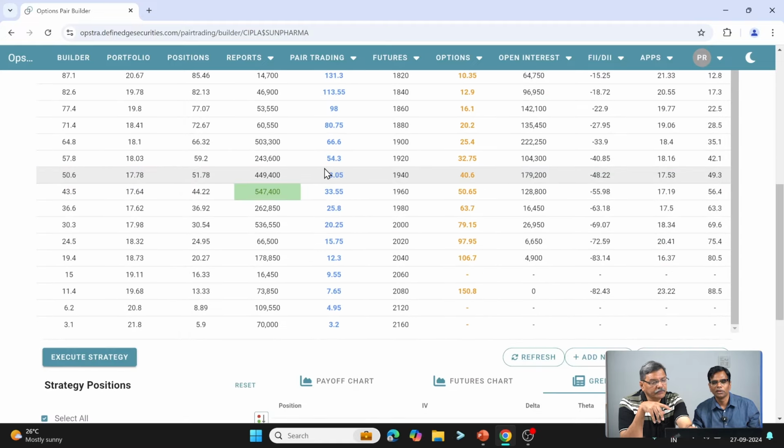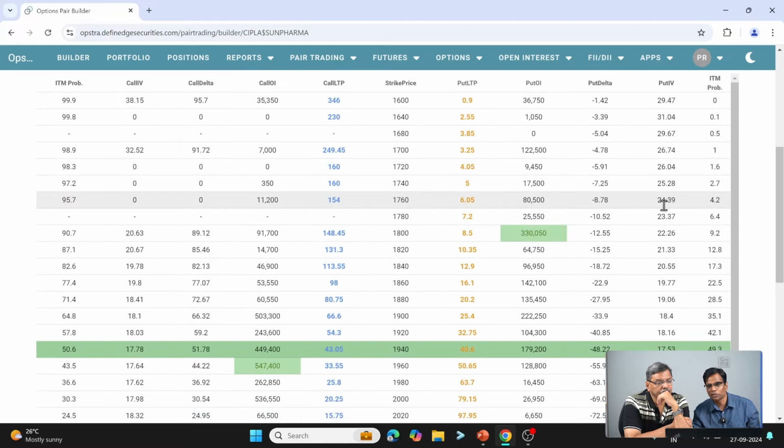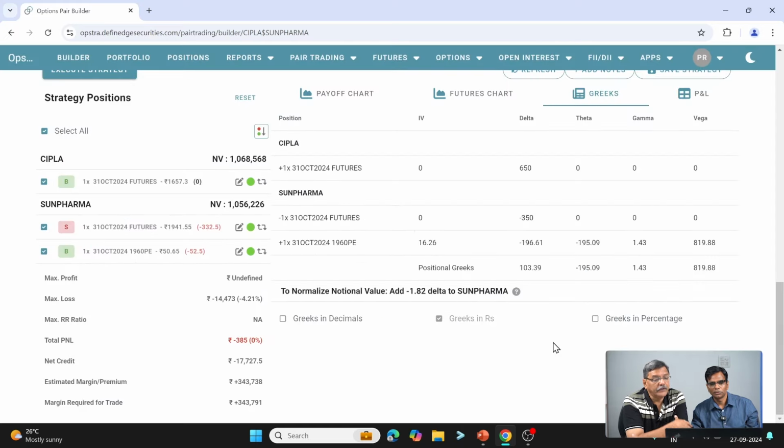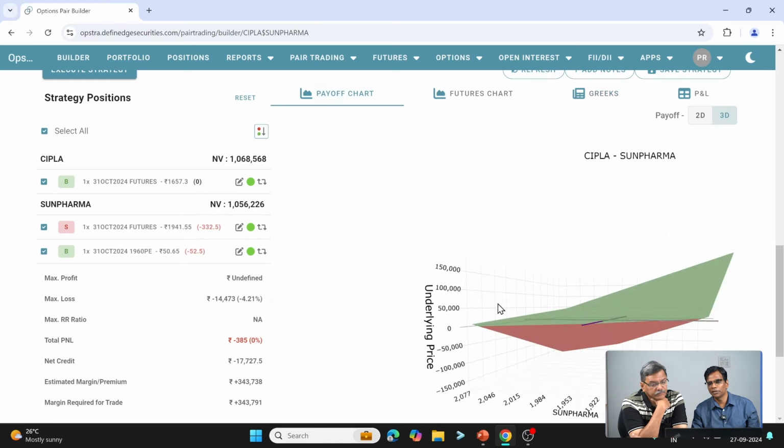So usually, here, this one. Put delta 58 delta, right? So here this one we have is 55, the 1960 put. So we are going to buy that 1960 put. Okay. So now it becomes value neutral. Yes. Now your notional value, see, it's the same. So now the payoff chart will look something like this. It has changed, but slightly.